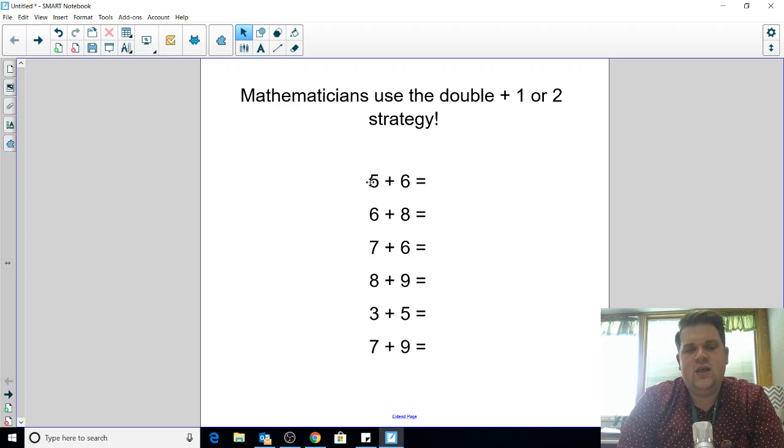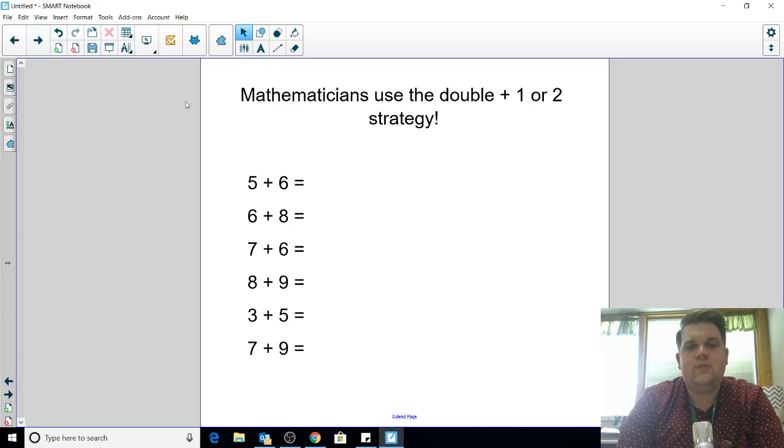As we look at all of these, these are great types of math facts that we want to solve with the doubles plus one or two strategy. With 5 plus 6, if we were to have 5 plus 5, that would be doubles, but 6 is only one more. So we can think 5 plus 5 is 10, and then add that one more. So doubles plus 1: 5 plus 6 equals 11.